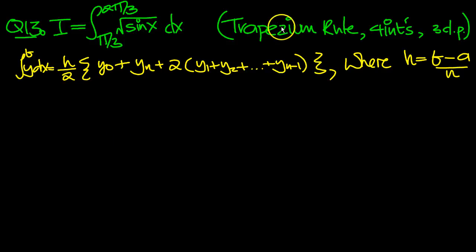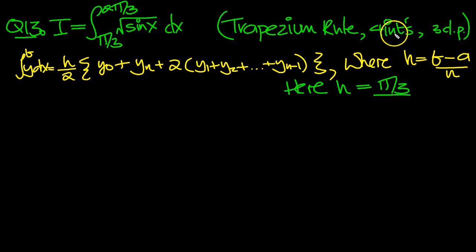Evaluate this integral with the trapezium rule using 4 intervals to 3 decimal places. We first want to work out h. So here h equals b minus a over n. Here's b, here's a. So the difference is clearly just pi over 3, isn't it? So let's write that down straight away.